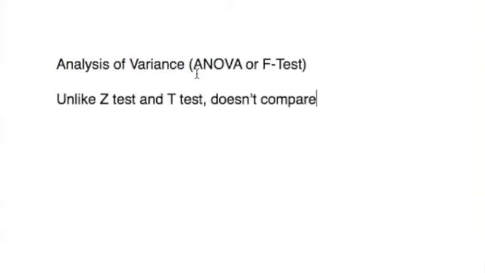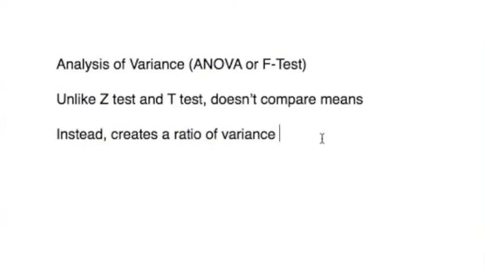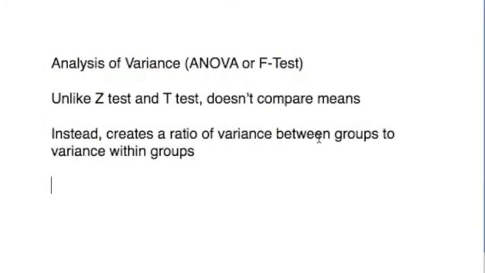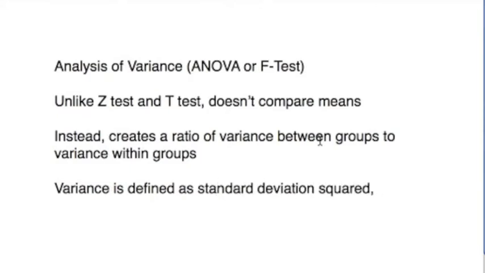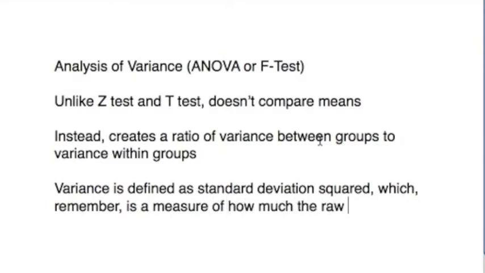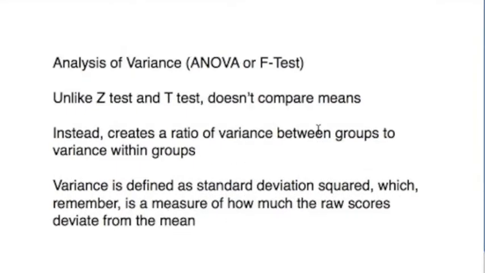Analysis of variance, which is abbreviated ANOVA and is also known as the F test because in the end we're trying to find F obtained. Unlike z-tests and t-tests, the ANOVA doesn't compare means, it compares variances. The ANOVA is going to compare the variances between your groups to the variances within your groups. Variance is defined as standard deviation squared, and if you remember from the first lecture, standard deviation is just a measure of how much the raw scores deviate from the mean. So essentially, variance talks about how spread out your raw data is going to be.